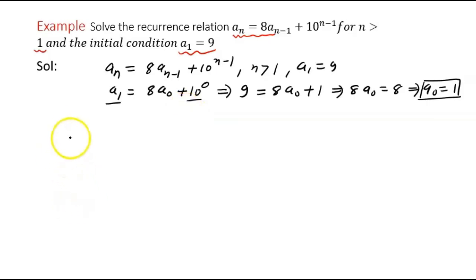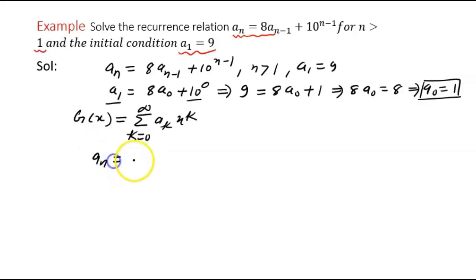There is no harm in setting the value a0 equal to 1, because we will require this to solve the generating function. So the next step, as we have seen in the previous problem, is that I start with the generating function, that is gx equal to summation k varies from 0 to infinity ak x to the power k, right? And we have the equation an equal to 8an minus 1 plus 10 to the power n minus 1. So first what we are going to do is multiply both sides by x to the power k.